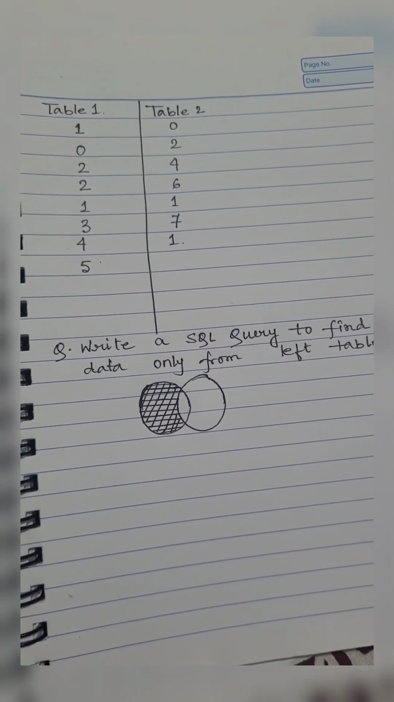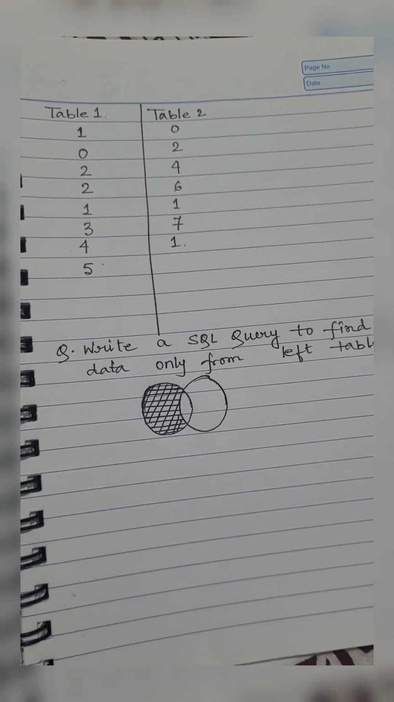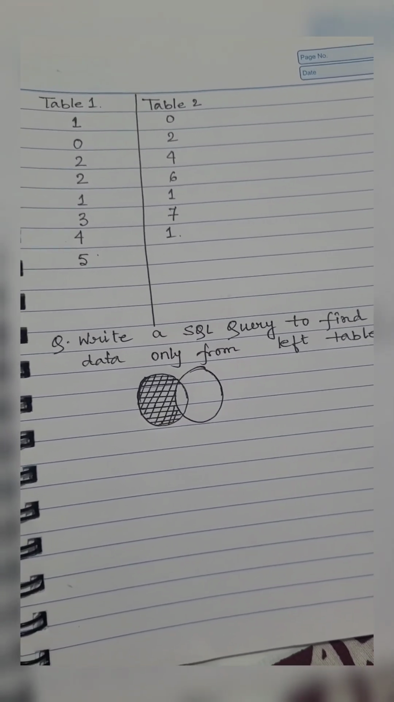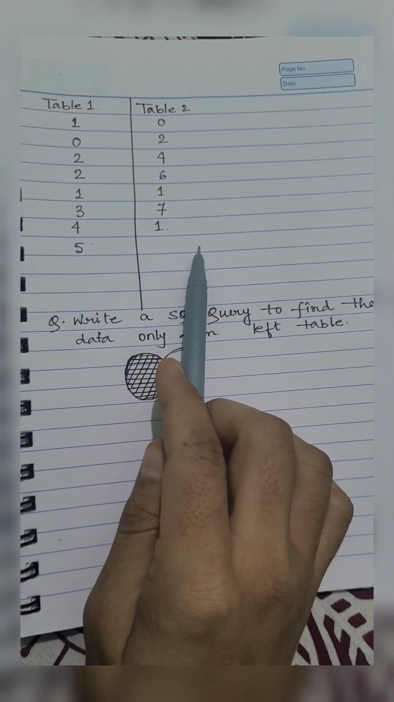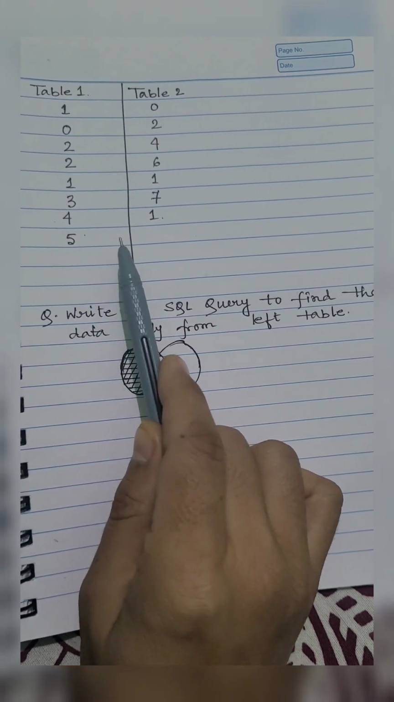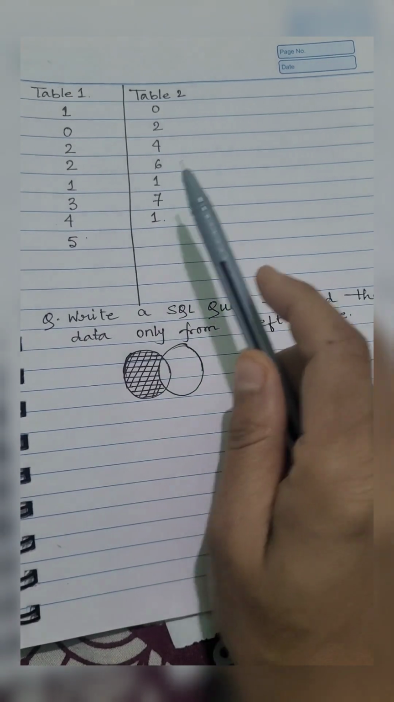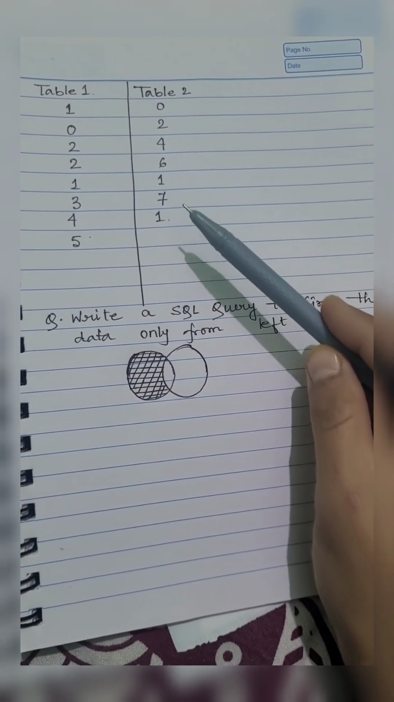So I thought of making a video on it and putting it on my YouTube channel so that it could be beneficial for a larger audience. So let's begin. Firstly, I have two tables. This is table 1, this is table 2. In table 1 we have data like 1, 0, 2, 2, 1, 3, 4, 5, and in table 2 we have data like 0, 2, 4, 6, 1, 7, 1.